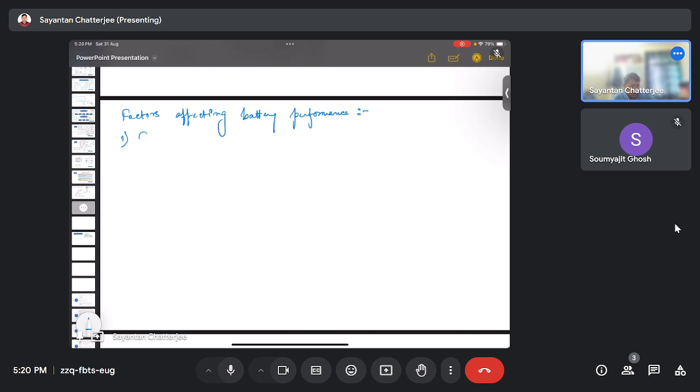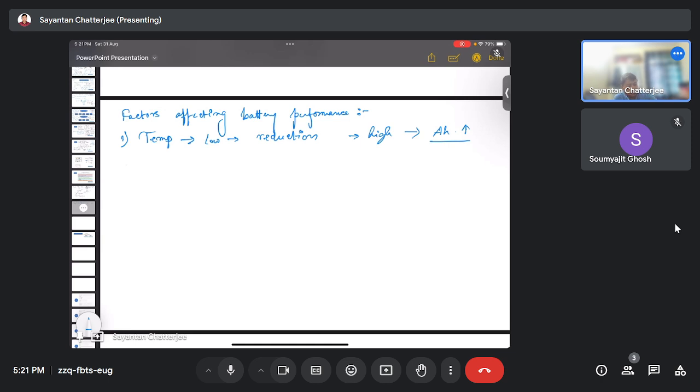So first, we all know that battery temperature can be high or low. If it is low, then the discharge temperature will result in a reduction of capacity. And again, at high temperatures, ampere hour capacity increases. So there has to be a trade-off.